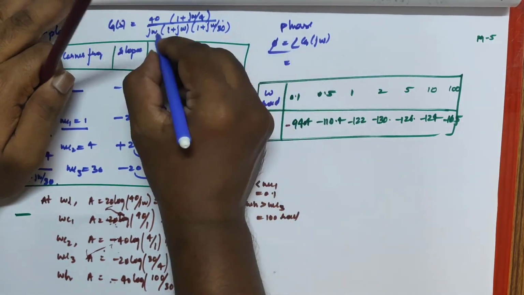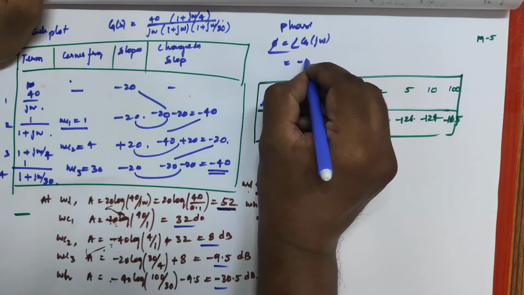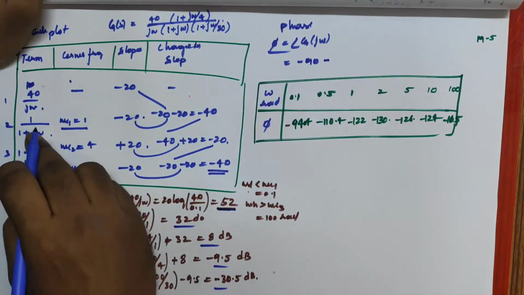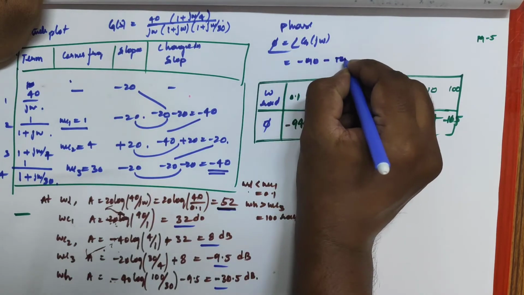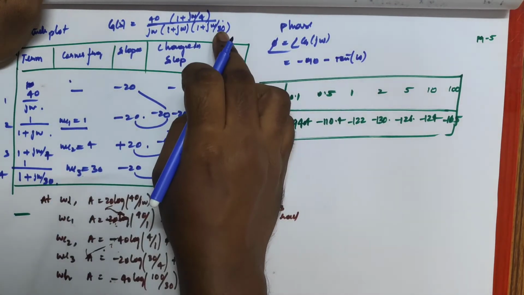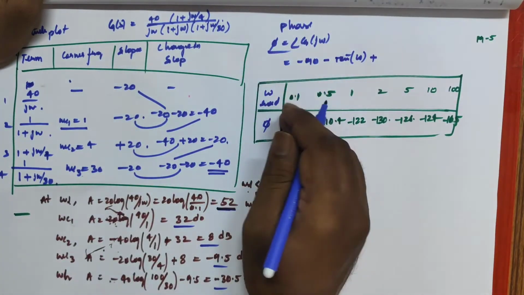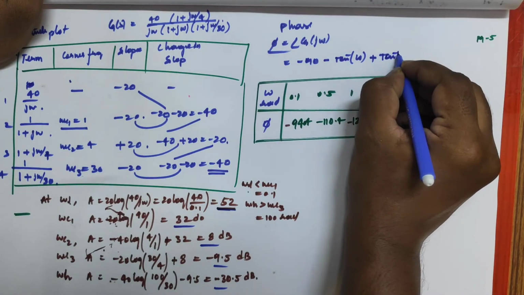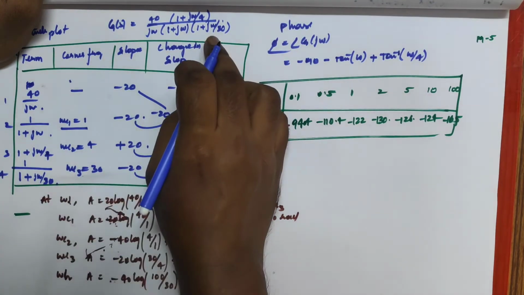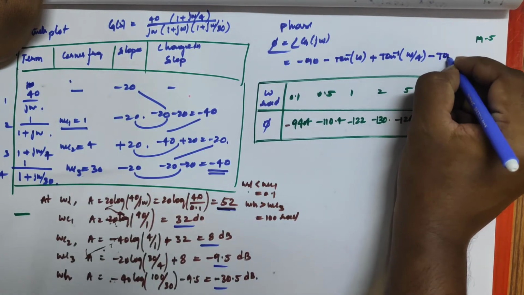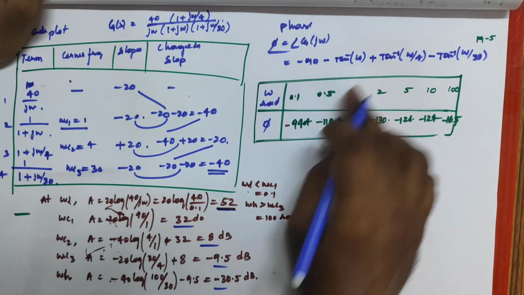So at the first term we have minus 90 degrees. Then minus tan inverse of omega, since we have a pole at 1. Again we have the term involving omega c2, which is in the numerator, so I'll have plus tan inverse of omega by 4. And at omega c3, this term is in the denominator, so minus tan inverse of omega by 30. If you substitute different values of omega, I have obtained these phase values.